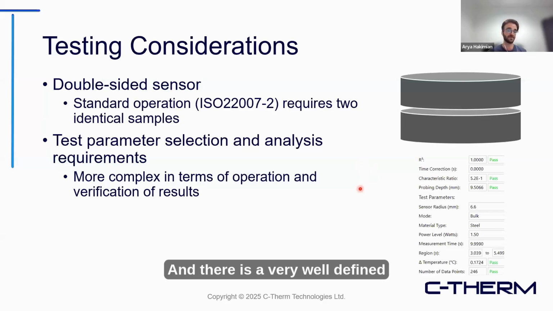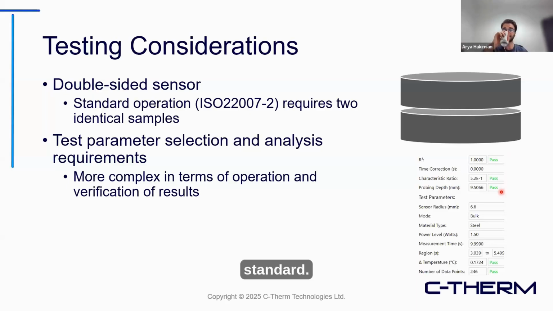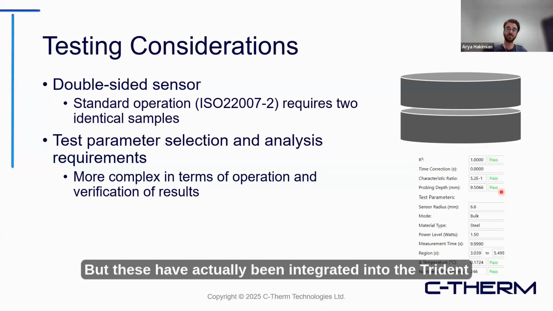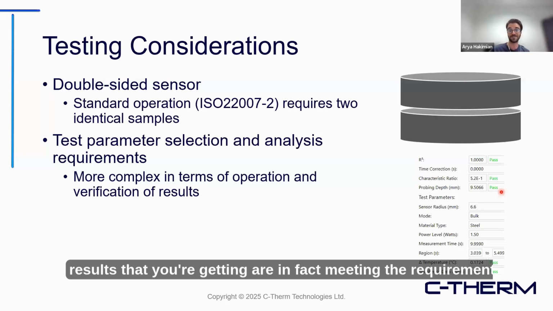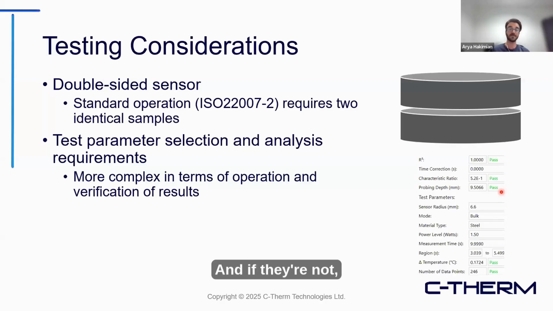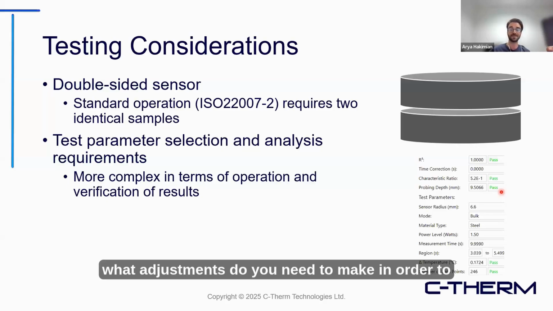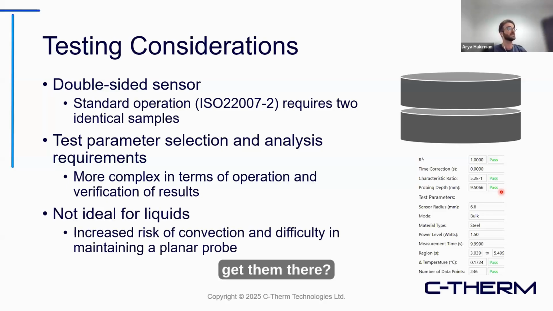And there is a very well-defined SOP on how to ensure the results that I'm getting are even valid. Well, there's a series of checks. Again, these are all outlined in the ISO standard, but these have actually been integrated into the Trident platform software. So you'll have full coverage and know that the results you're getting are in fact meeting the requirements. And if they're not, what adjustments do you need to make in order to get them there?